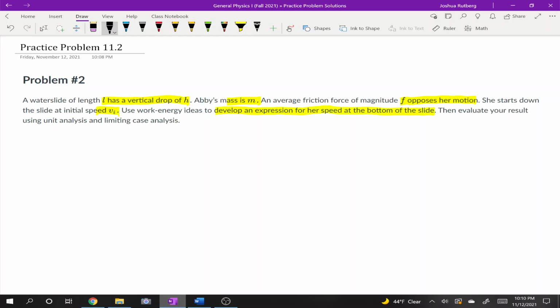This one's a little bit different. We don't have numbers. We're being asked to find an expression. Particularly, we're looking for her final velocity. So as always, let's start by sketching our problem.